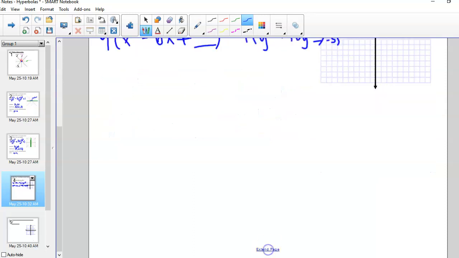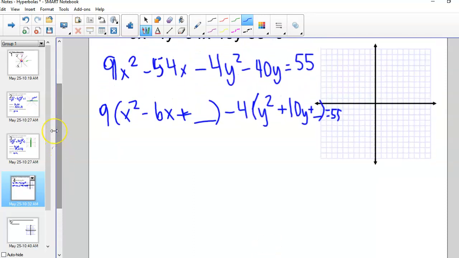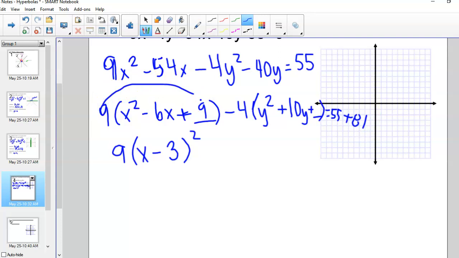Now we need to complete the square, so this 9 just hangs out front. And I'm going to take this 6 and divide it by 2, so I'll have x minus 3 squared is what's going to go in the parentheses. 3 squared is 9, so that's the number that I'm going to add in the blank up here. Now remember, you have to multiply this 9 by the 9 that was pulled out front. So rather than adding 9 to the other side, we're going to have to add 81, because we have to do 9 times 9 there.